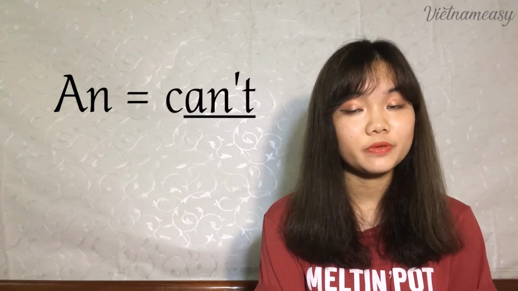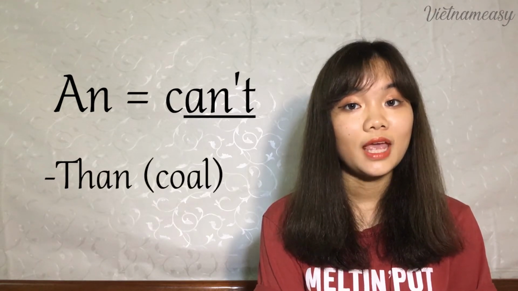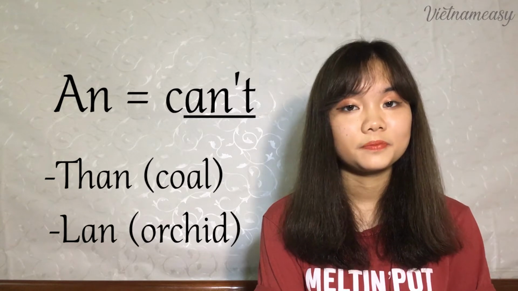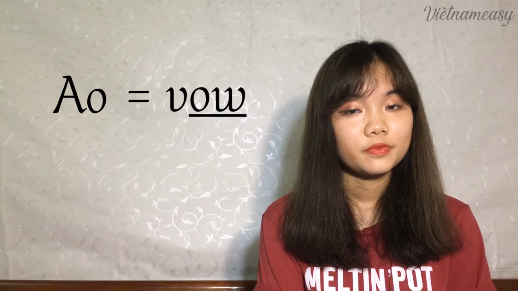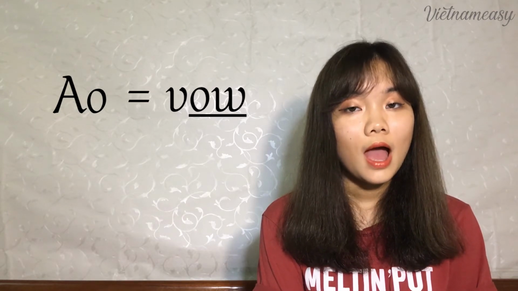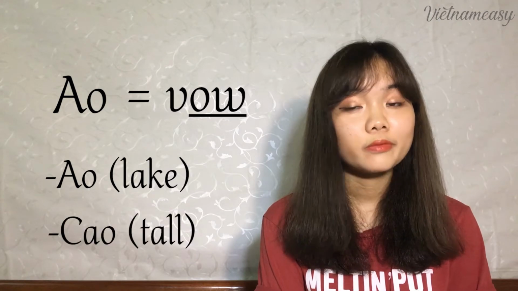Next one, an, which sounds like can in English. For example, than and lan. Ow. This one sounds like vow in English. For example, ow and cow.